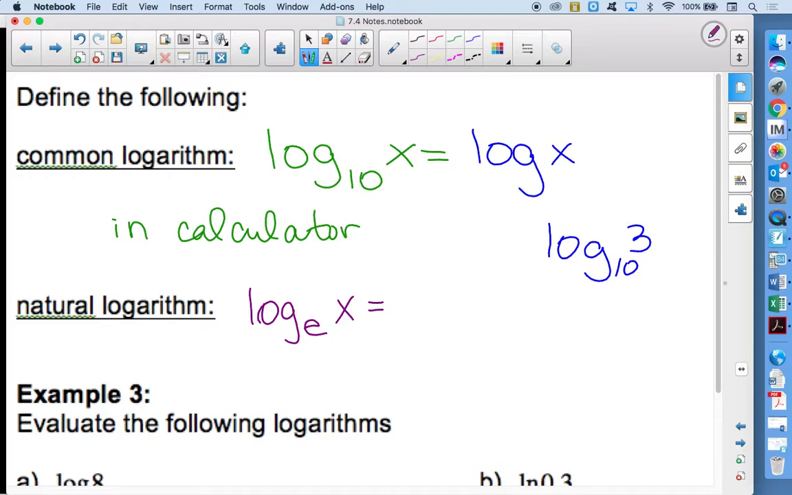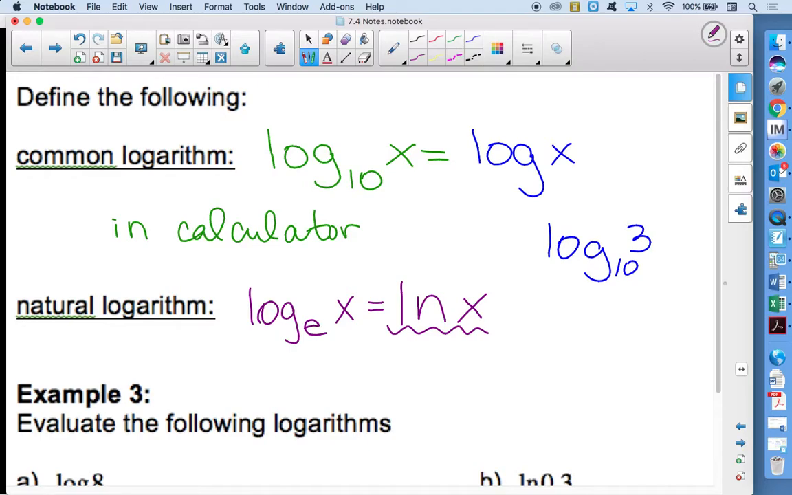So there's two logs that are commonly used stored in the calculator. One has a base of 10, the other one has the E with it. And we actually write that as ln with the x. So you will not see log base E. Instead, you'll see the natural log of x.